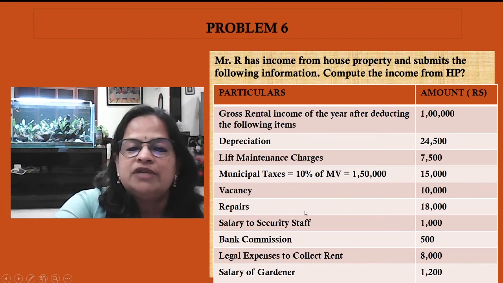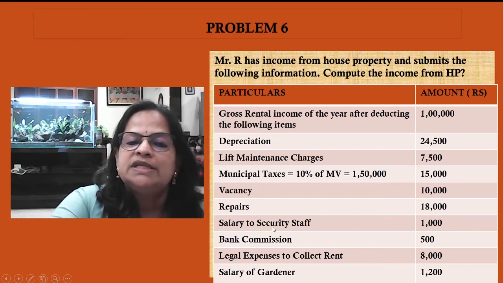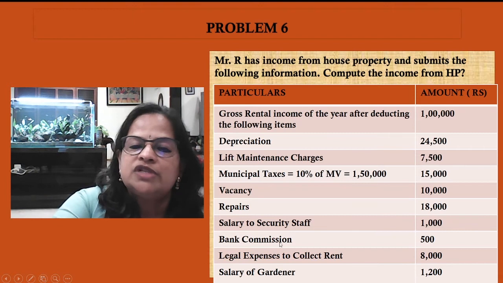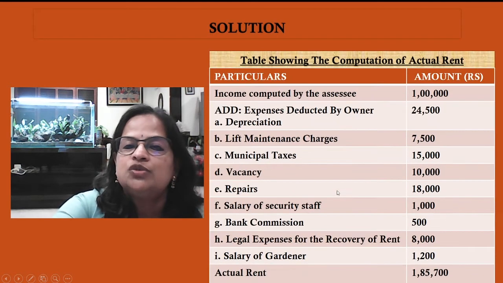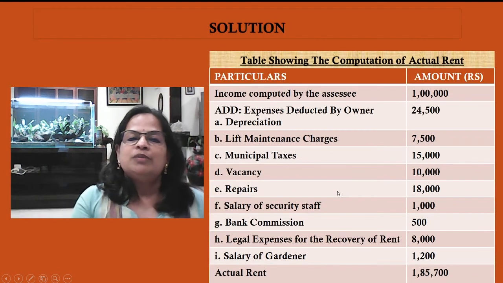Value is 15,000. Vacancy 10,000. Repairs 18,000. Salary to security staff 1,000. Bank commission 500. Legal expenses to collect rent 8,000. Salary of gardener 1,200. Now we are going to do the problem.